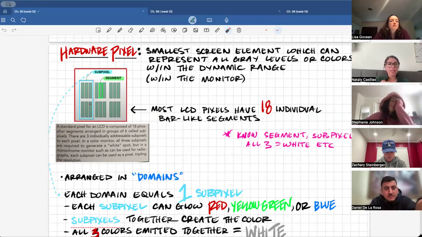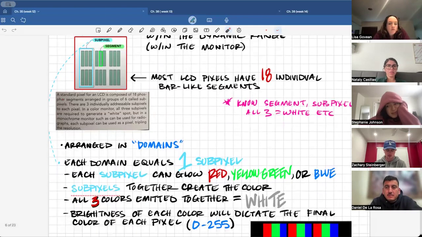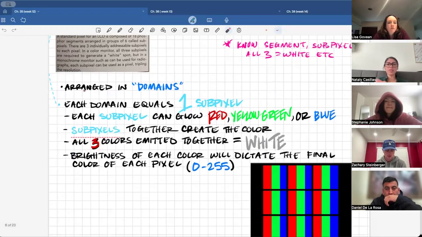I think the segment allows it to make a different color, like on the top of the pixel and then on the bottom of a pixel. It allows it to have different colors, and that's how we get the dynamic range or grayscale. Okay. So the subpixel, sorry, last question.